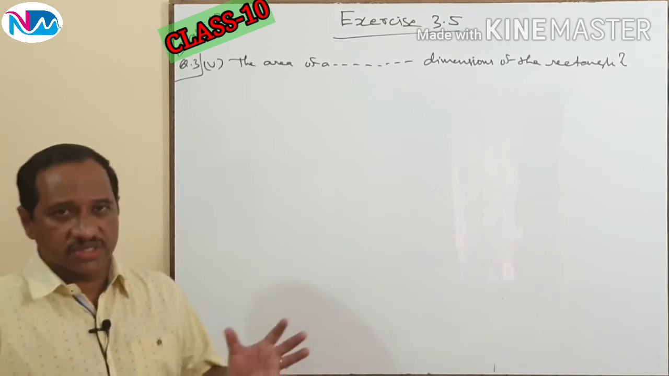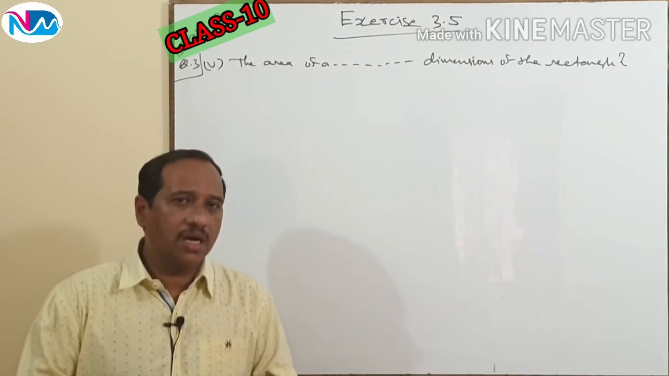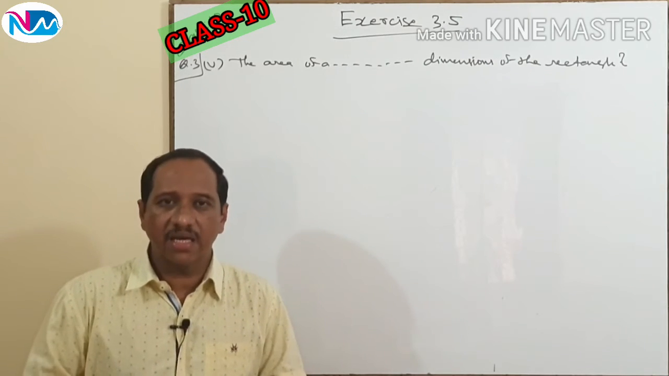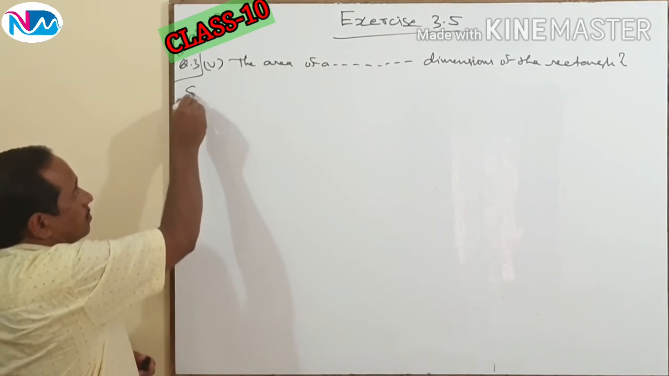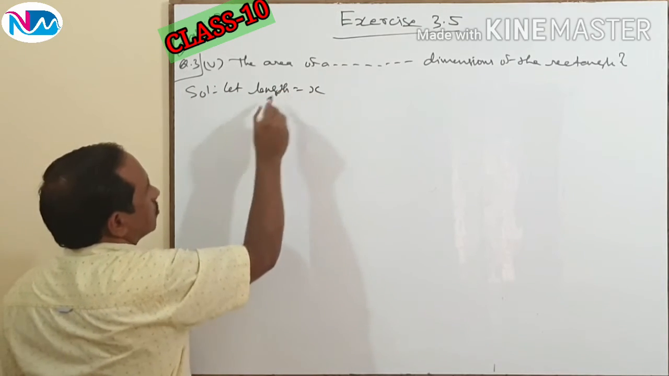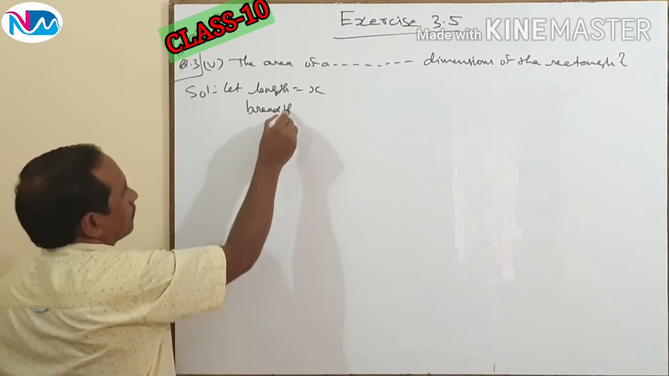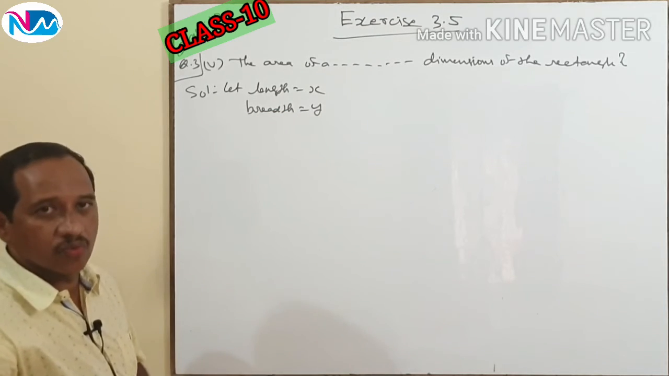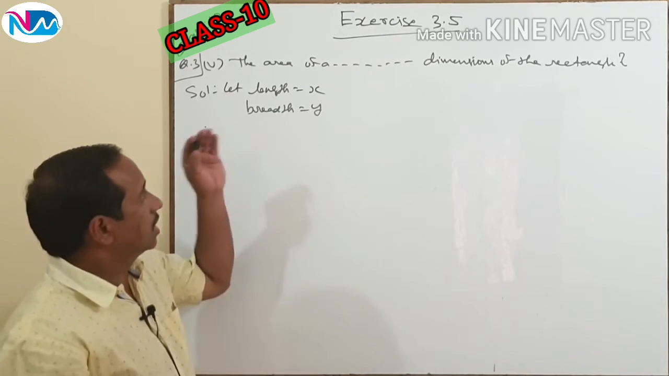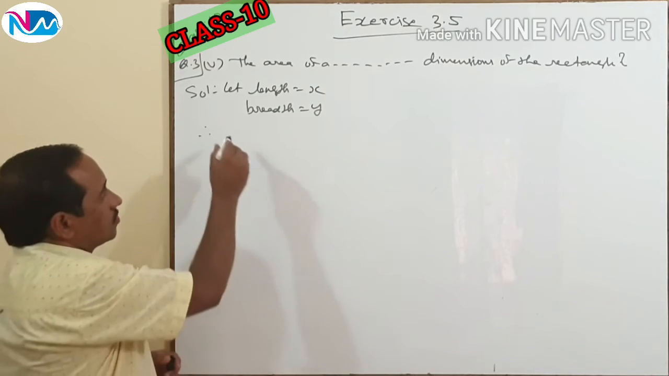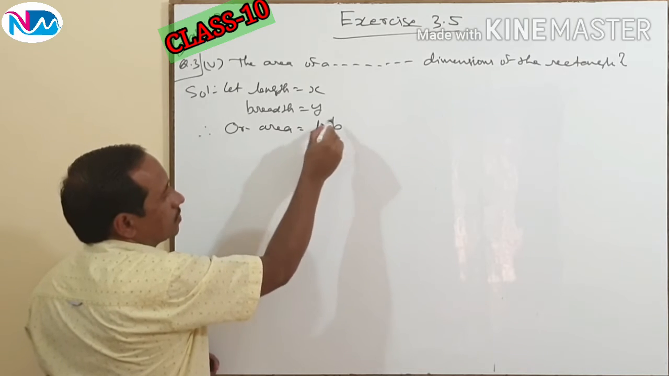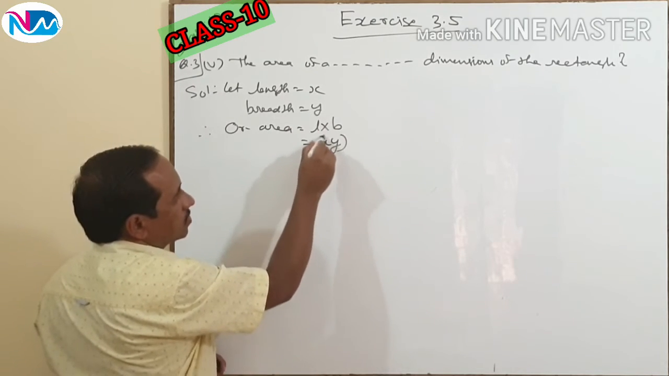So here, according to the question, the two unknown values are the length and breadth. So we use the variables x and y for length and breadth. Let length is equal to x and breadth is equal to y. Therefore, if our original length is x and the original breadth is y, then what is the original area? That is length into breadth, x into y, which is xy.